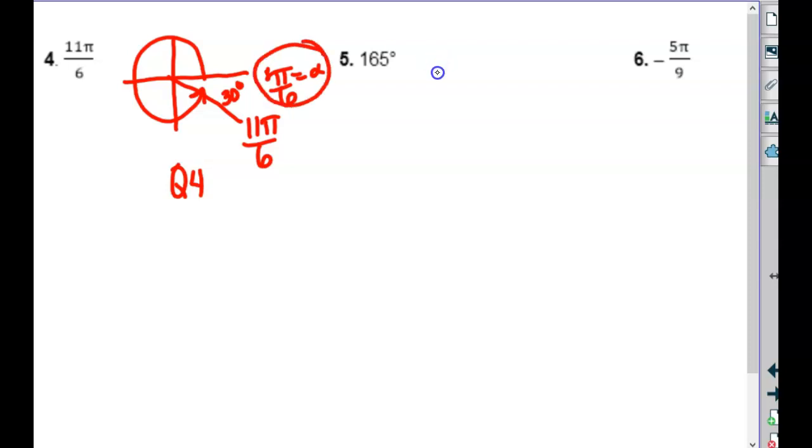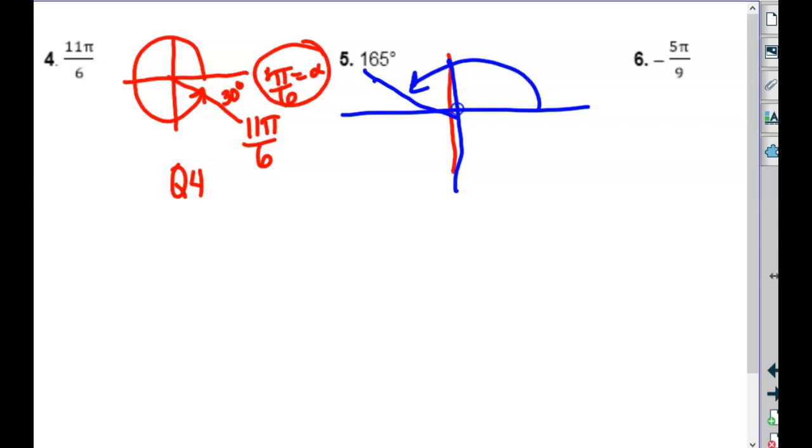Okay, 165 is not a nice one. It's not on our unit circle. What quadrant is 165 in? 2nd quadrant. When you go into the 2nd quadrant, you always have to find what? How much further to the 180 line you got to go, because that's the x-axis. So 180 minus 65. Thank you. And that was quadrant 2, by the way.